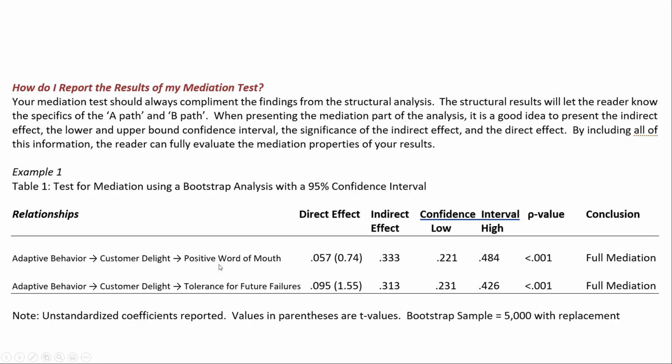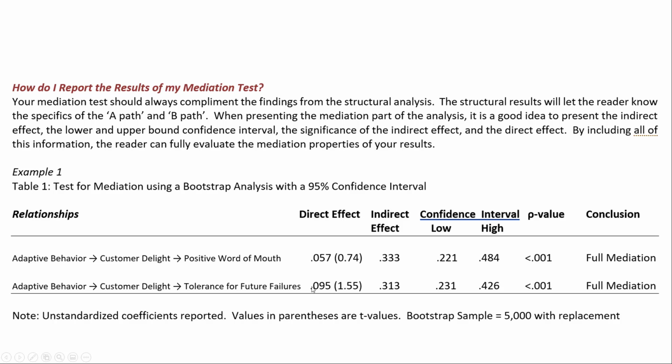So I wanted to see what's the indirect effect of adaptive behavior to positive word of mouth through that delight construct. Initially, I'm going to present the direct effect, which was the direct effect of adaptive behavior directly to positive word of mouth. The direct effect is in here, and in parentheses I'm going to give you the t-value, which says in this one it was non-significant.